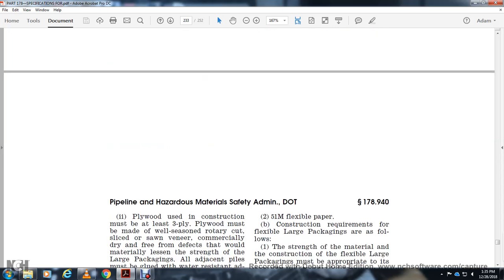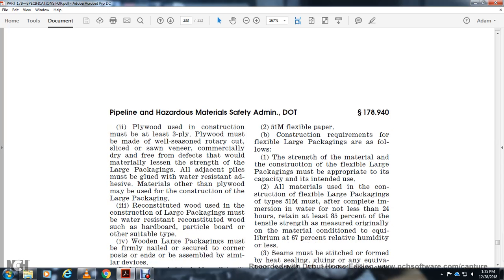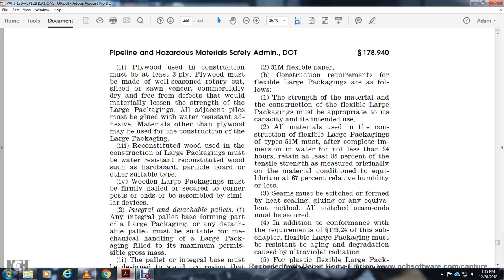Plywood used in construction must be at least 3-ply. The plywood must be well seasoned, rotary cut, sliced or sawed, and commercially dry, free from defects that would materially lessen the strength of the large packaging. Adjacent plywood must be glued with water-resistant adhesive. Materials other than plywood may be used in the construction of large packaging. Reconstituted wood must be water resistant, such as hardboard, particle board, or other suitable type of wood. Large packaging must be firmly nailed or screwed at the corners and posts, or assembled by similar devices.